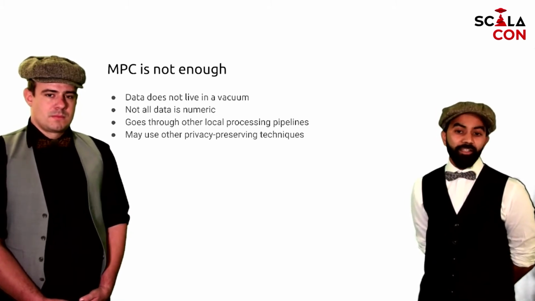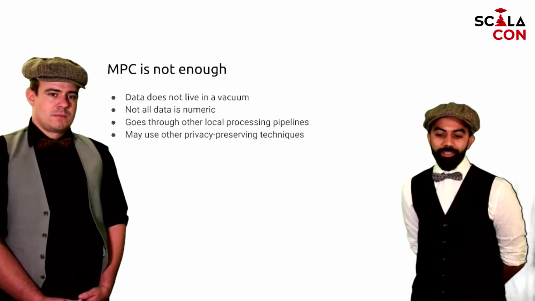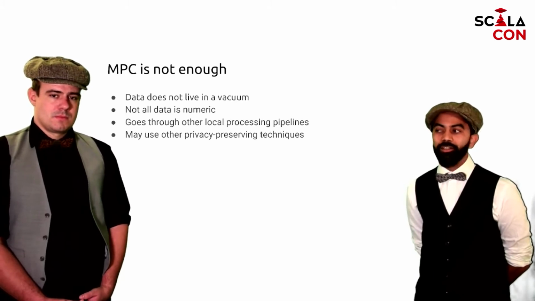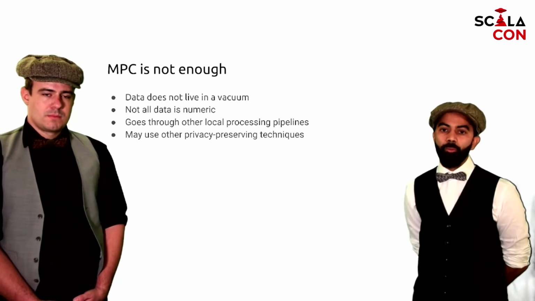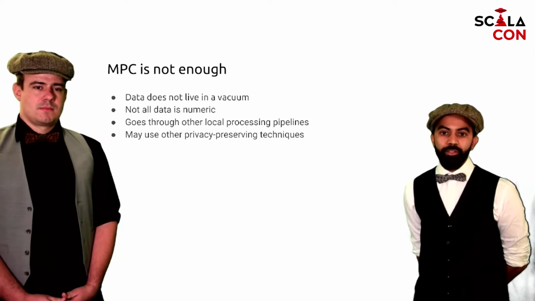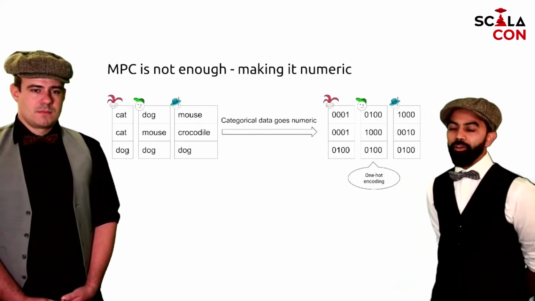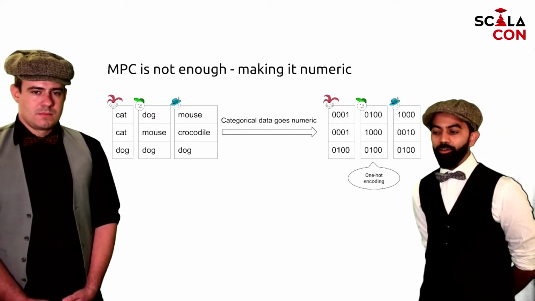There are maybe other techniques that are more useful in your setting, where MPC might be just helping you in part of your privacy-preserving computation. Maybe you want to chain it with fully homomorphic encryption, or maybe you want to combine all of this in a federated learning setting. So let's look at one example where we think MPC is not enough. And this is a very simple one, which gives you a very basic idea of why you want more.